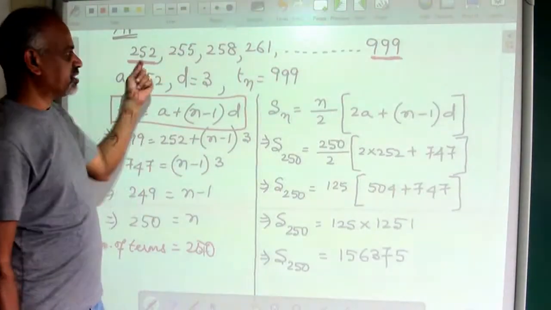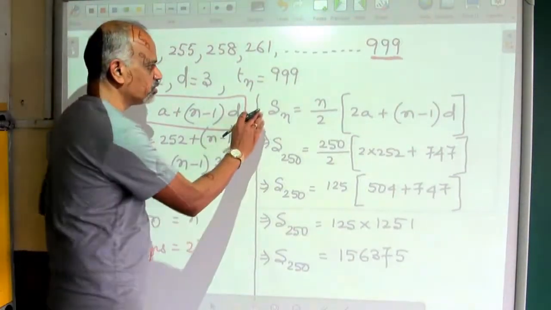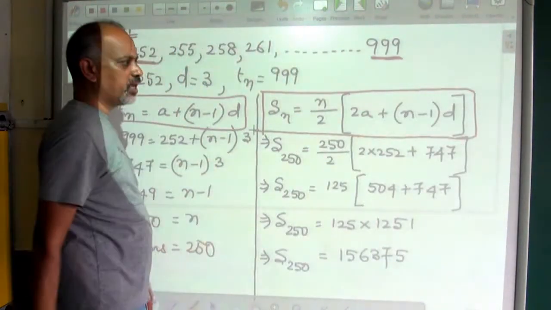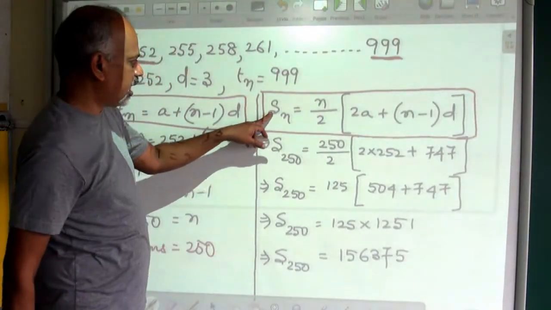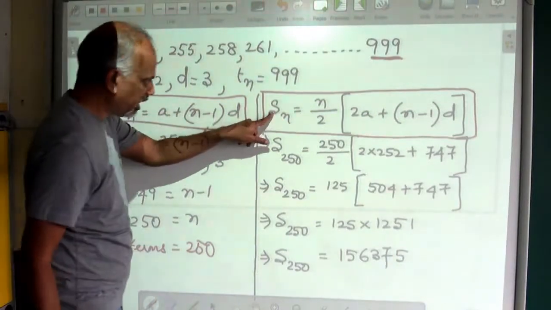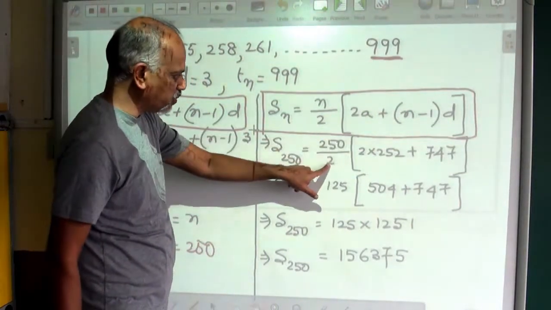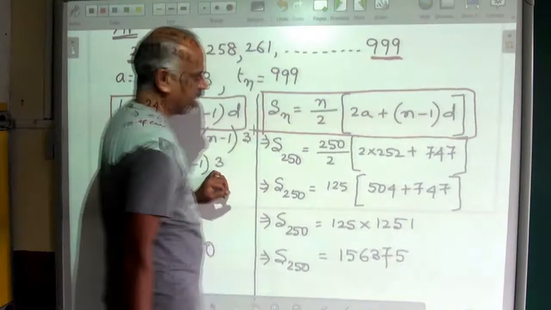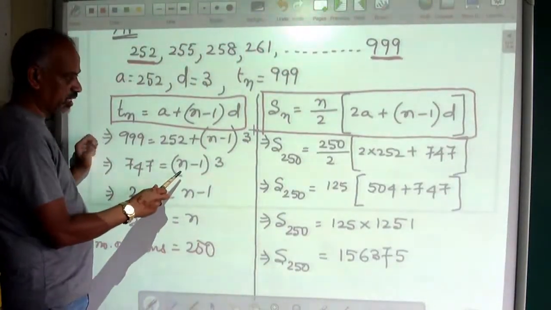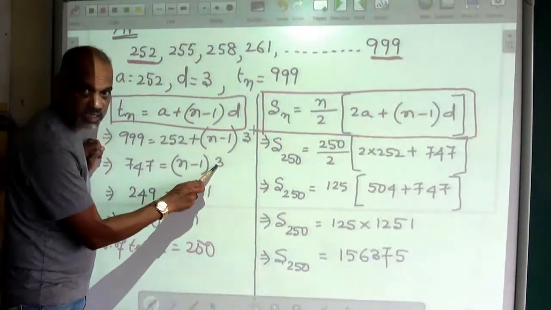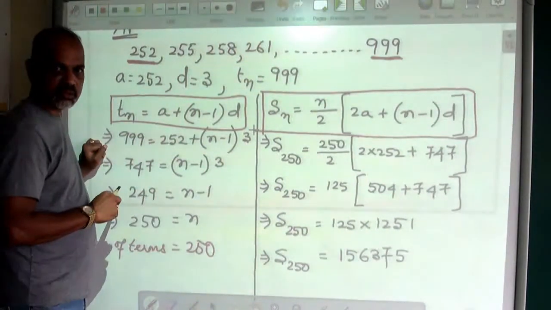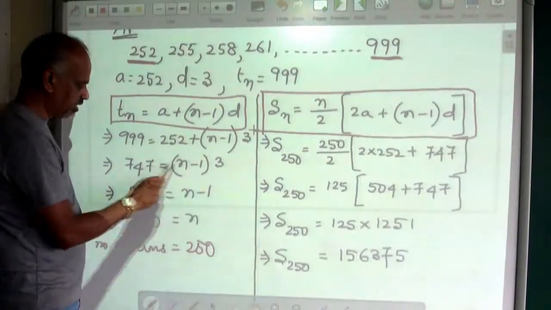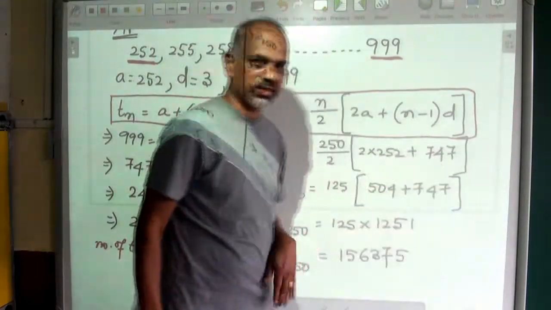The question is to find the sum of all these. So now we are going to use the formula for sum. Sn is equal to n by 2 times 2a plus n minus 1 times d. n is 250. So S250 is equal to 250 by 2 times 2 into 252 plus n minus 1 into d. I am not substituting n and d values again, because n minus 1 into d is 747.